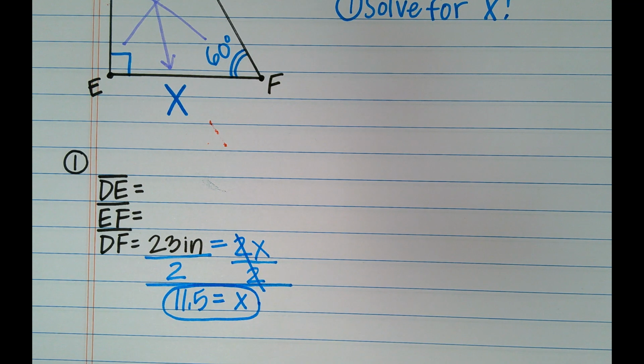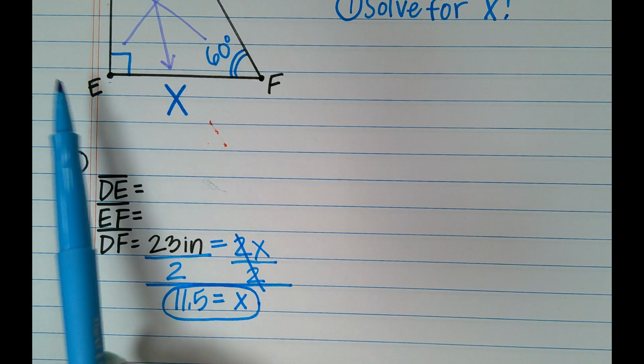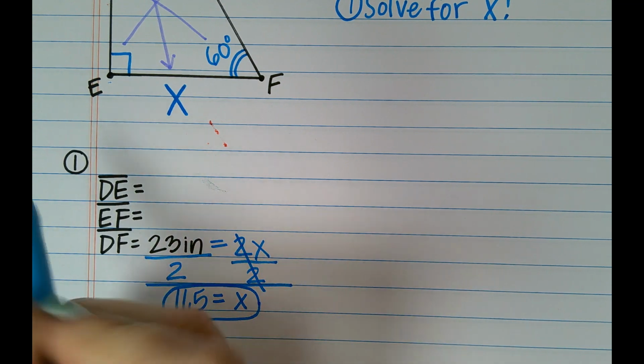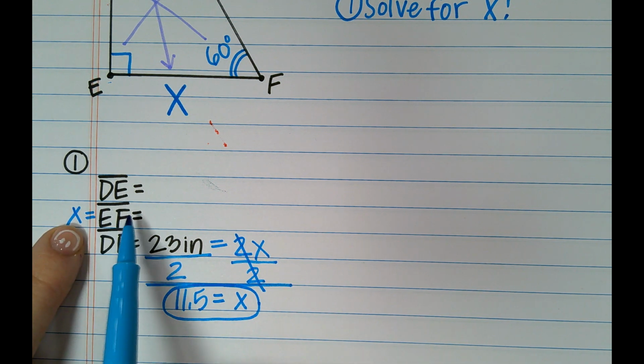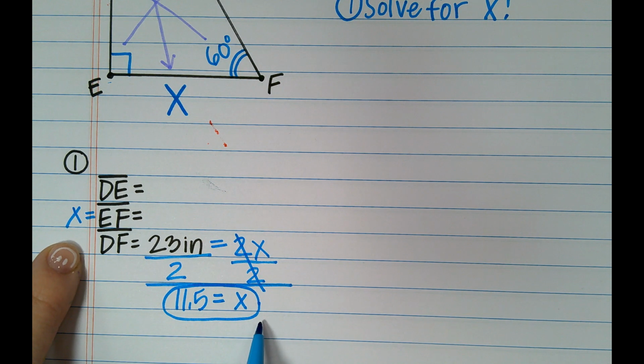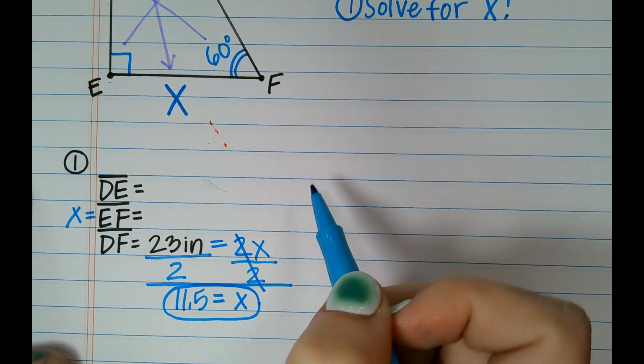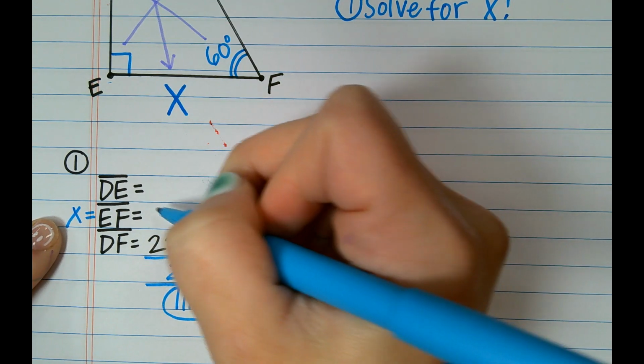What does this help us with? Yes. It helps us with EF. EF is x. So let's write that, x. So if EF is x, and we know that x is 11.5, what's the measure of EF? 11.5 is going to be the number we just found. EF is x, and x is 11.5. See that? So EF is 11.5.